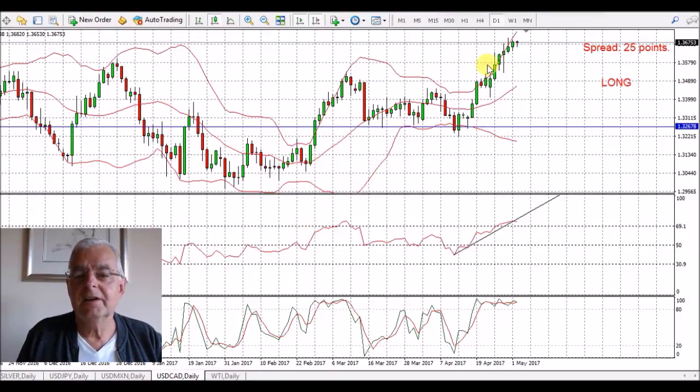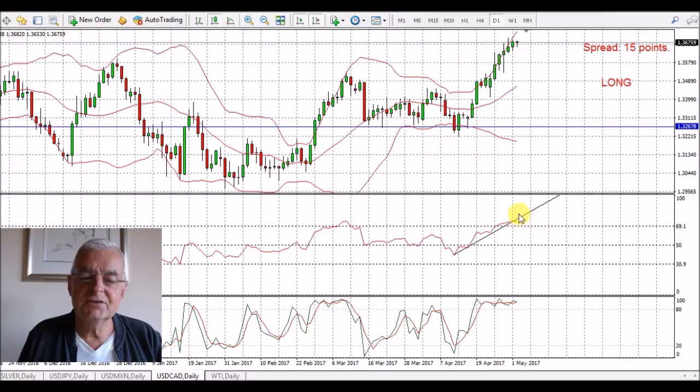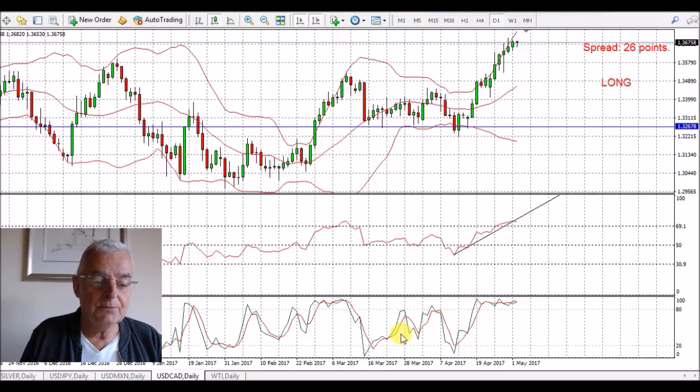USD Canadian dollar, again we're seeing nice green candles. This is going up. It's above the 69.1. It's just crossed the trend line, but as long as it can hold above the 69.1, then this will continue up.